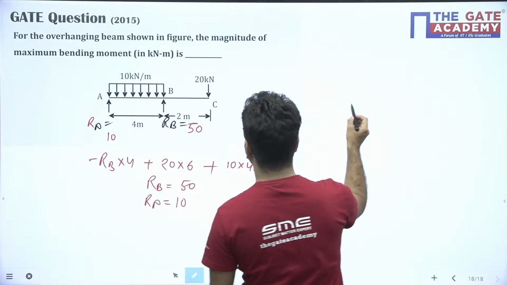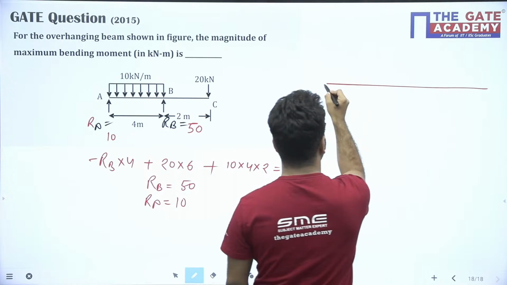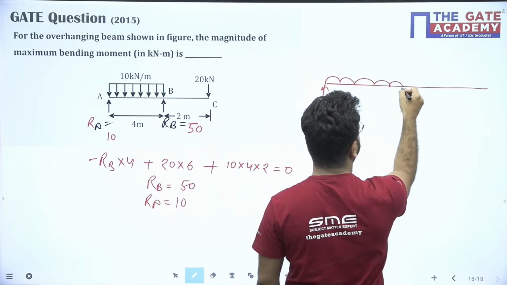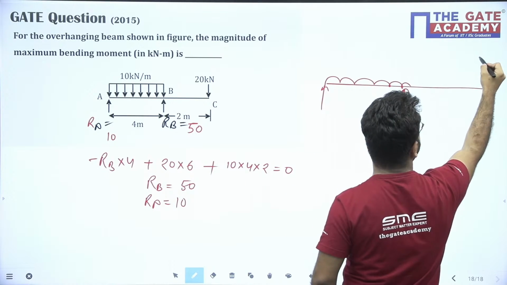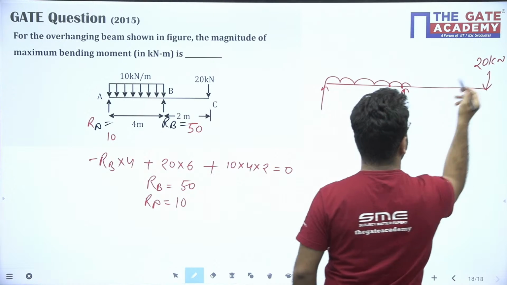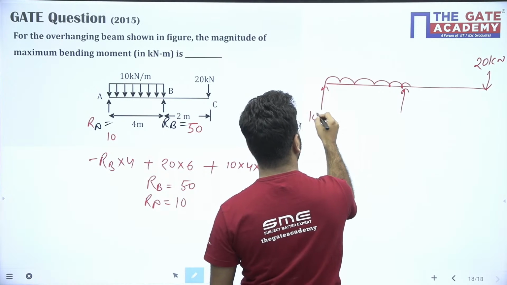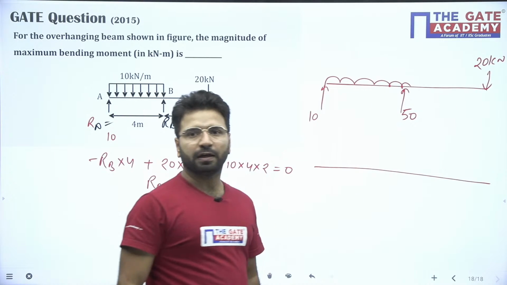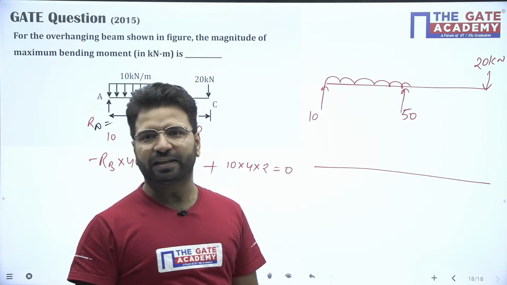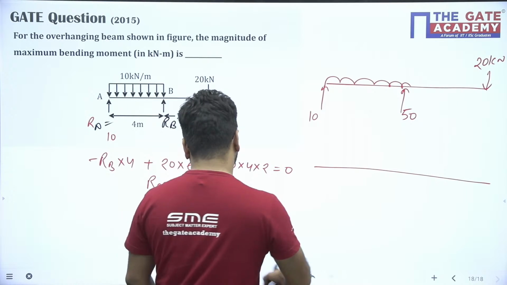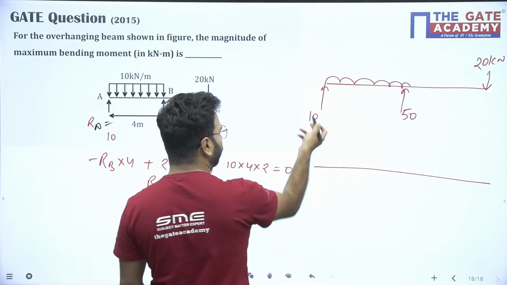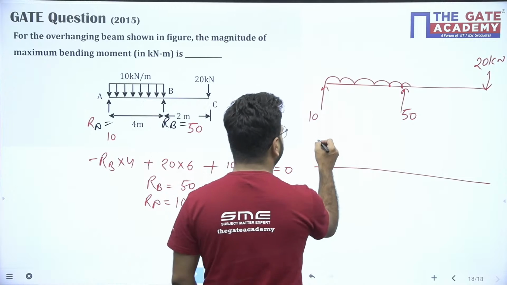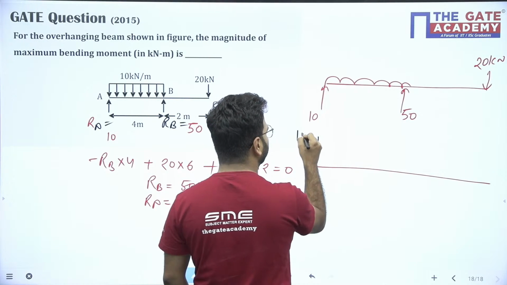Now if I draw the shear force diagram, my beam is this, with 20 here. The reaction is here 10 and here the reaction is 50. You know one thing beta, at support, shear force is equal to the support reaction, I told you already. So here it will be 10, so it will go 10.